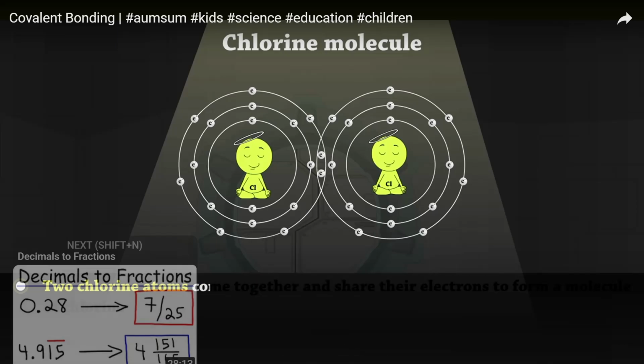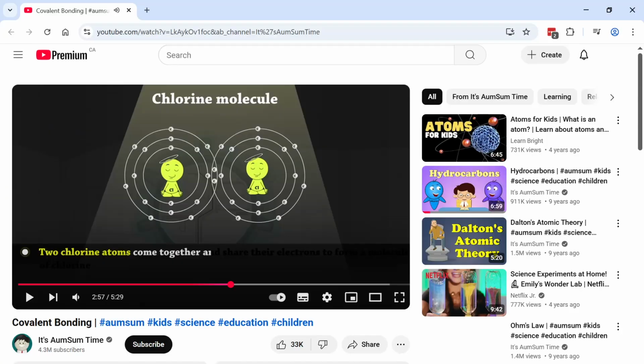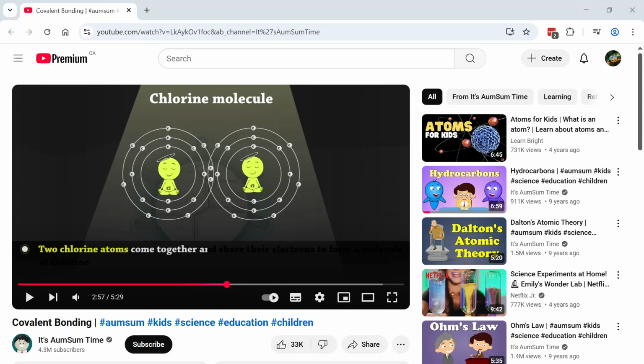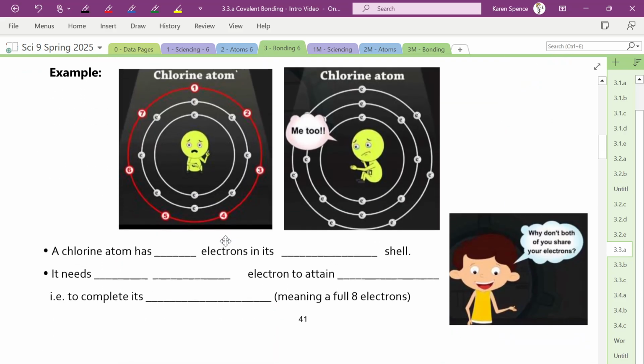Okay, so at the bottom of the page, here, each chlorine atom has how many electrons? 7. In its what shell? Outer shell. What is another word we could use for outer shell? Valence shell. It needs one more electron to attain stability.